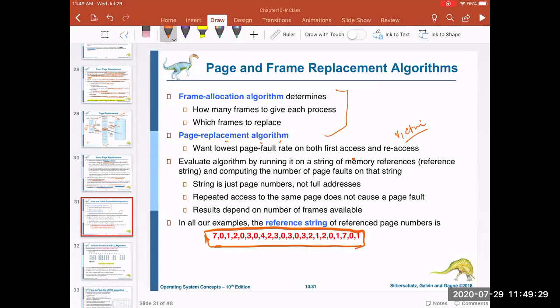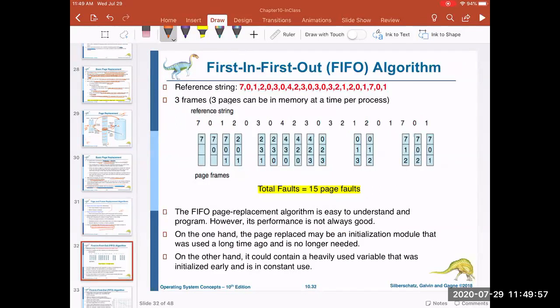So what is it? This is basically the page numbers. The request is for page 7, page 0, 1, 2, 0, 3, 0, 4, 2, 3, 0, and so on. So these are the entries. Here we are using this reference string to compare different algorithms for page replacement. The first algorithm, which we have discussed and are familiar with, is FIFO, a queue. Whatever goes in first goes out first.